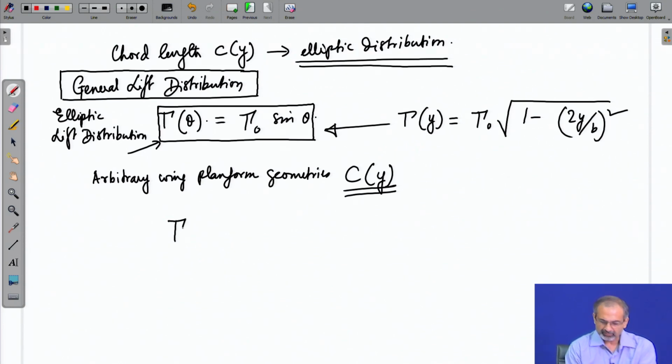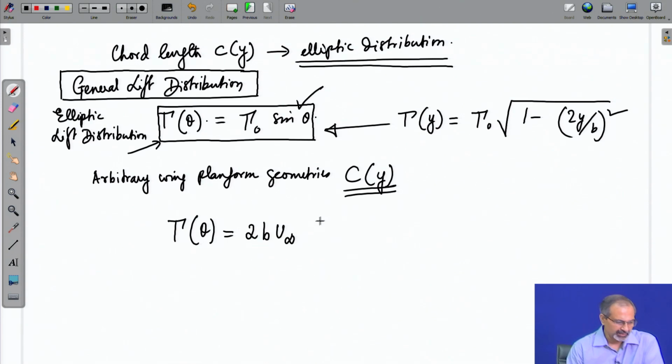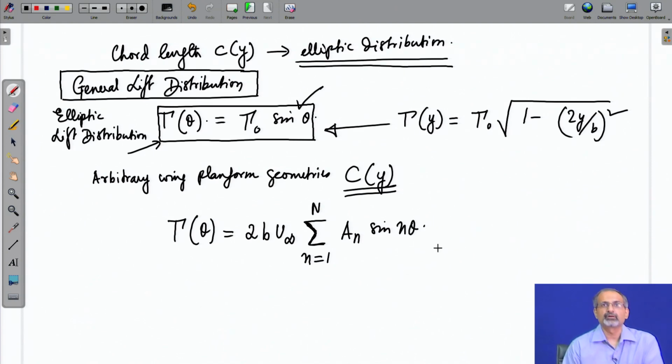So, the rational way ahead in that case would be to use a series expression. So, we can use a Fourier sine series instead of just using one term, like was used in an elliptic distribution. So, how can that series look like? Maybe defined like this. We can have typically capital N number of terms where n is not too large, and therefore, a finite Fourier series.